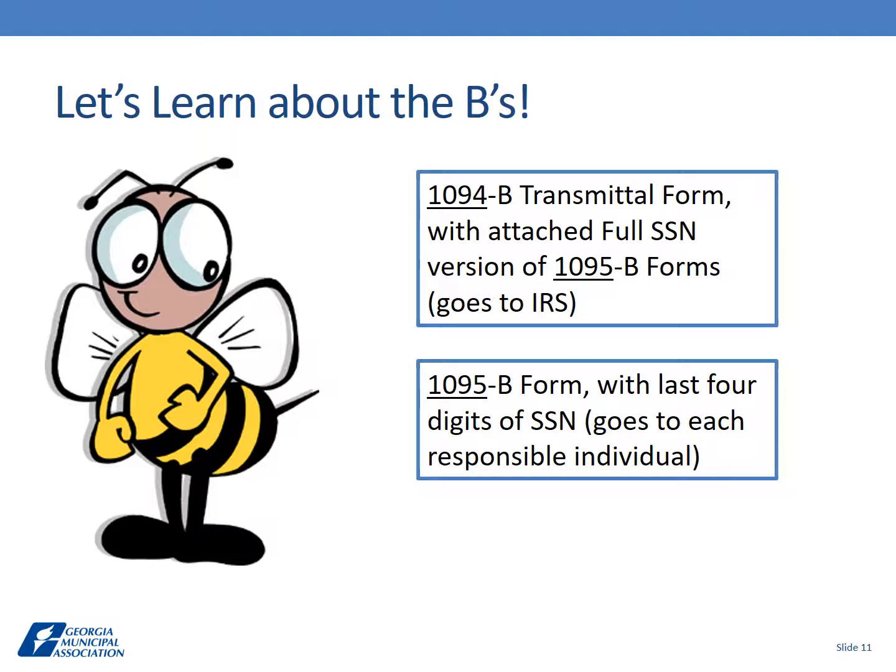For security purposes, this version of the form can use only the last 4 digits of the Social Security number. It will be just like all the forms that are attached to the transmittal form, but it will only have the last 4 digits of the Social Security number.